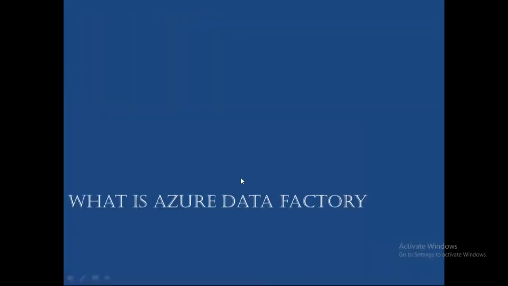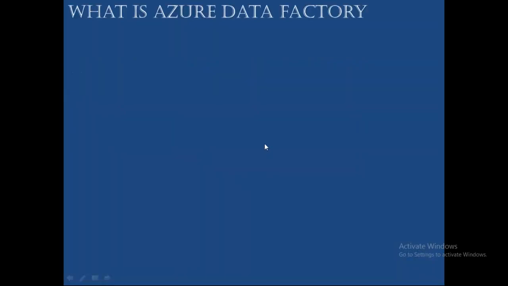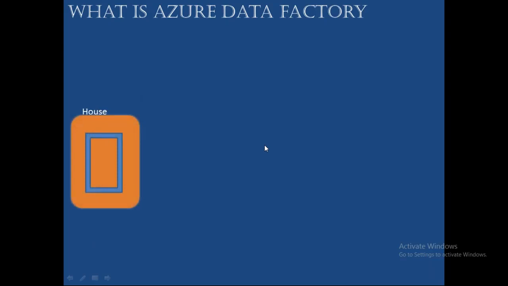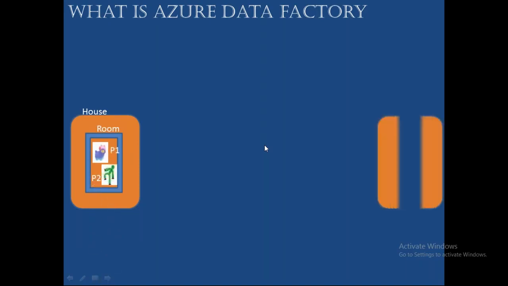Global parameters also we discussed. Now we will see what Data Factory is. It's basically Data Factory architecture. I will explain the data flow architecture, how data will flow. Before that, you need to understand a simple example. I'm shifting my house from Bangalore to Hyderabad. In this house, I have a room. In this room, I have two objects, P1 and P2. I want to move these objects to another house, into a room there.